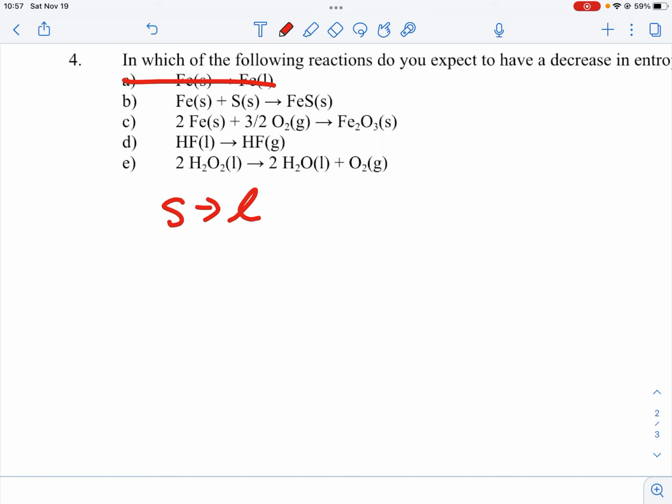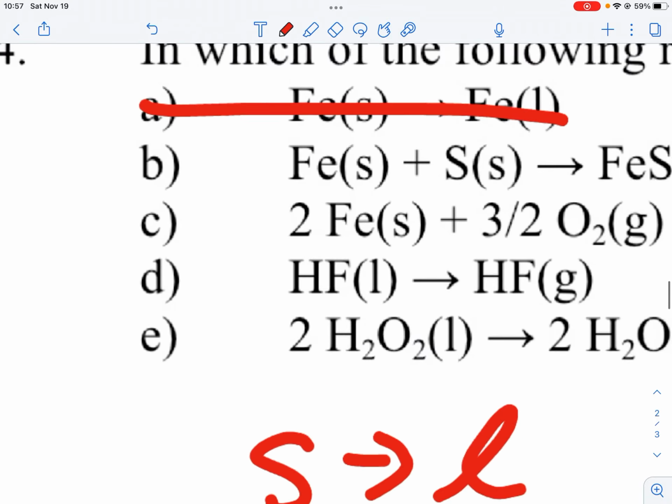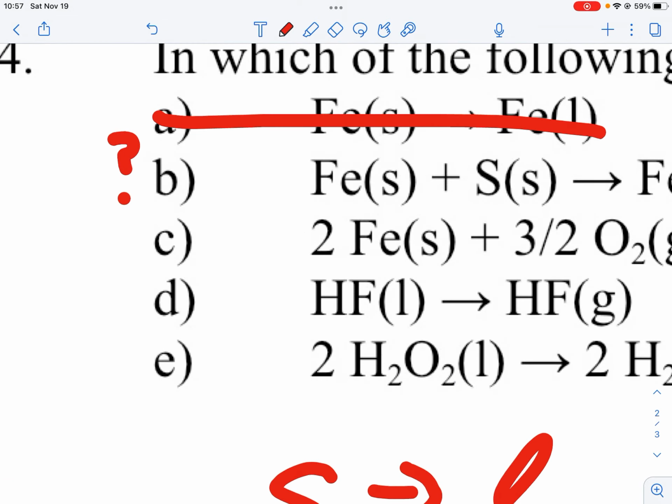Option B, Fe, iron plus sulfur reacts to make iron sulfide. So we can see that these are all solids, so we have to use the mole ratio technique. So we get Fe plus S reacts to make FeS. We can see that there's 1 mole here, 1 mole here, and 1 mole here. So we're going from 2 moles to 1 mole. So we actually are getting more ordered, but we have to just put a question mark and go through the rest of the options.